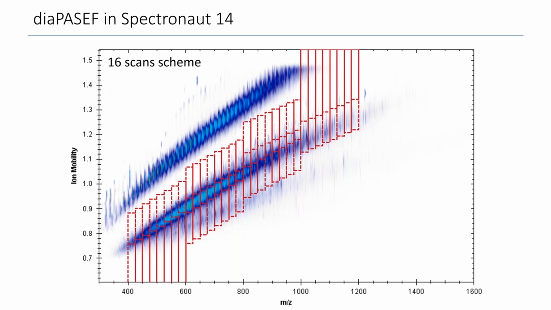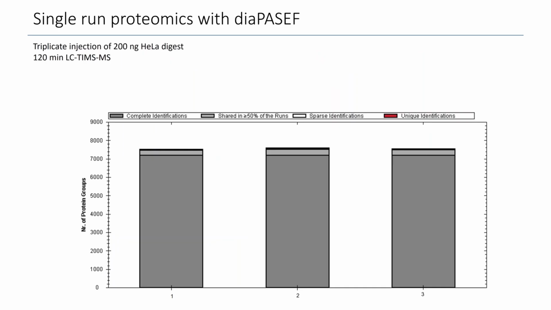And these dashed and solid boxes, they visualize how we defined the window scheme. In this case, we used a total of 16 DIA-PASEF scans, and in each of these DIA-PASEF scans, we get 4 of these windows. This turned out to be very nice for a standard analysis, for instance, here of 200 nanogram HeLa digest with a 120-minute LC-MS method, where we achieved on average about 7,600 protein groups. And what was really stunning is that even at this depth of the proteome, we achieve a very high data completeness above 98%.